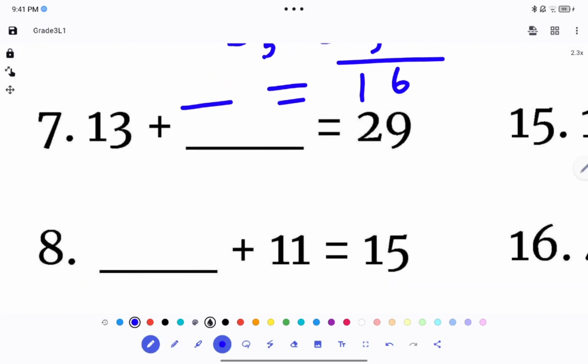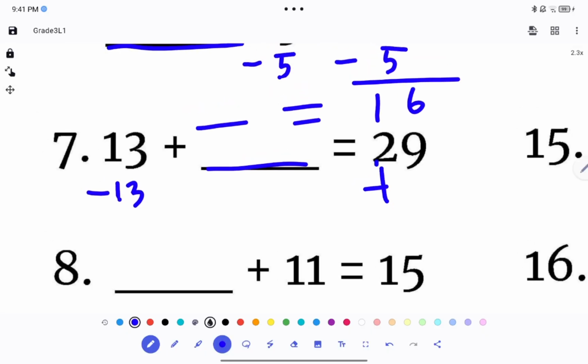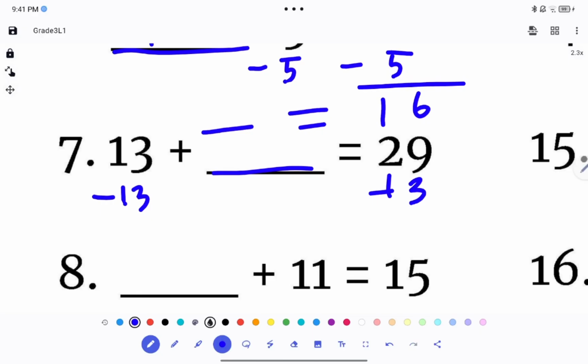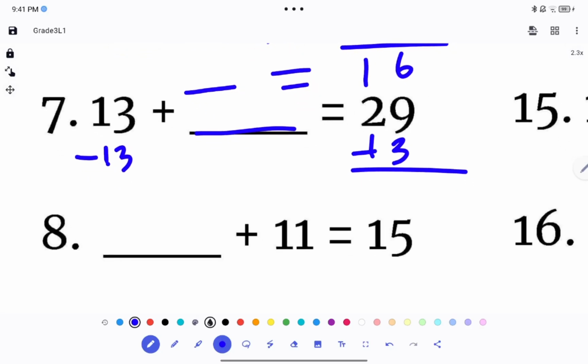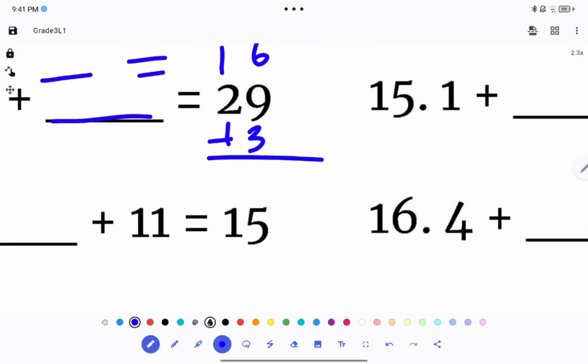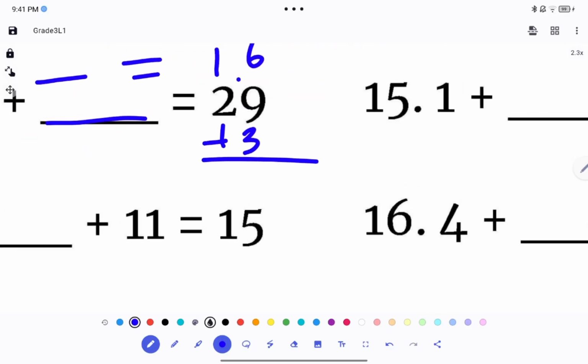Moving on, 13 plus some unknown number is equal to 29. So, we want to get this number all by itself to find out what it's equal to. Alright, so we get rid of this 13 because it's real annoying. And we just make 29 minus 13. Well, this time we don't need to carry anything over to this ones place because 3 can fit into 9. You just end up with 6. So 9 minus 3 is equal to 6.